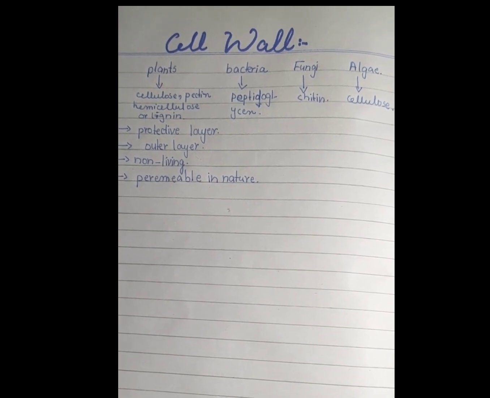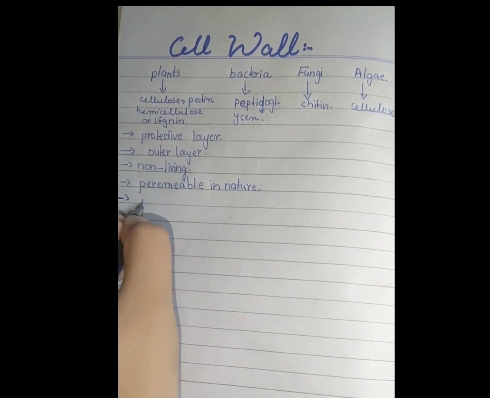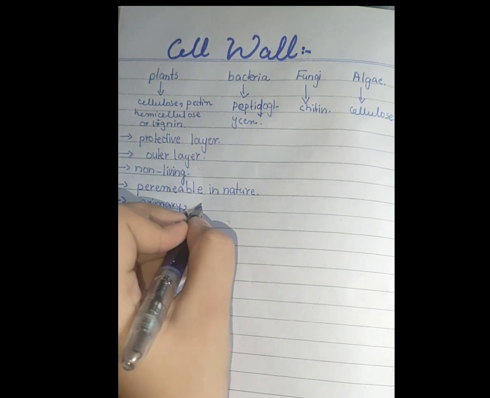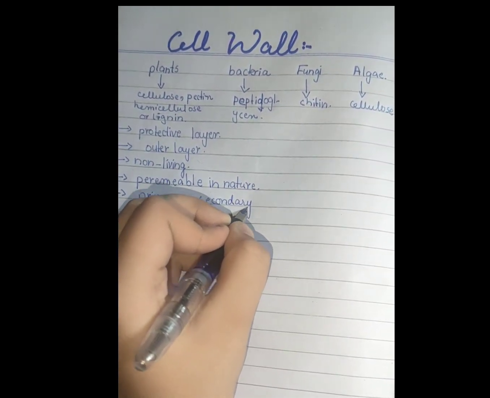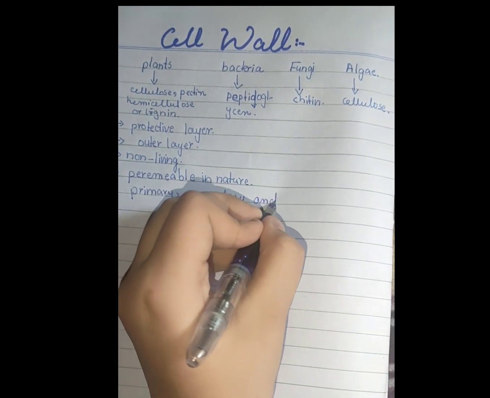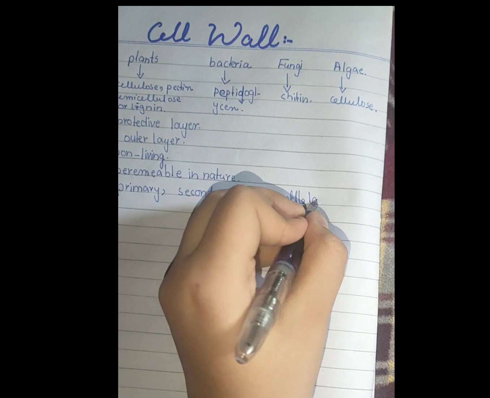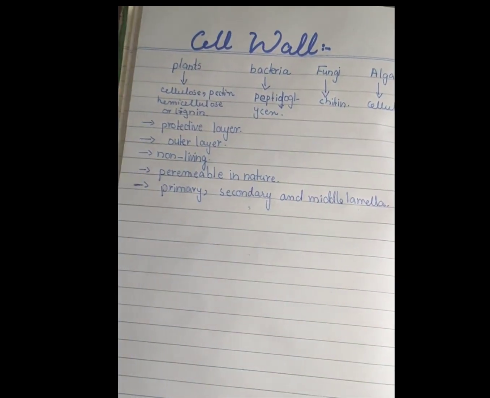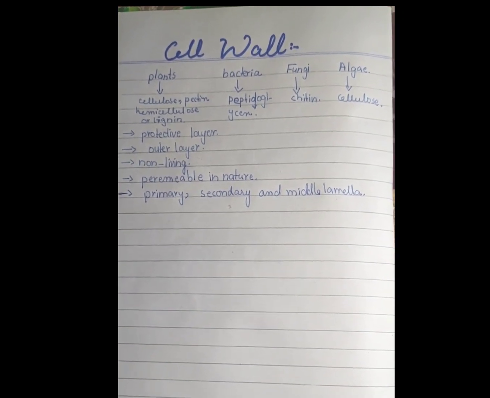And last, it has types, that is primary cell wall, secondary cell wall, and middle lamella. Okay, so I hope this is clear to you till here.